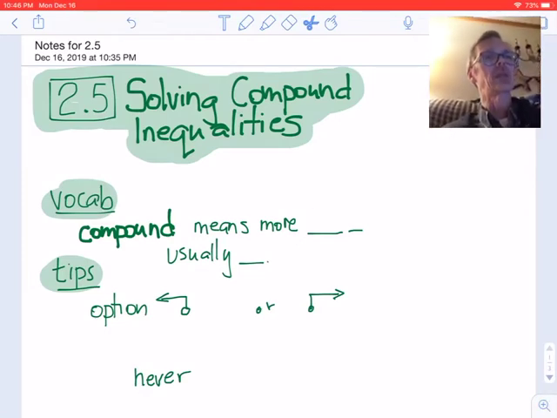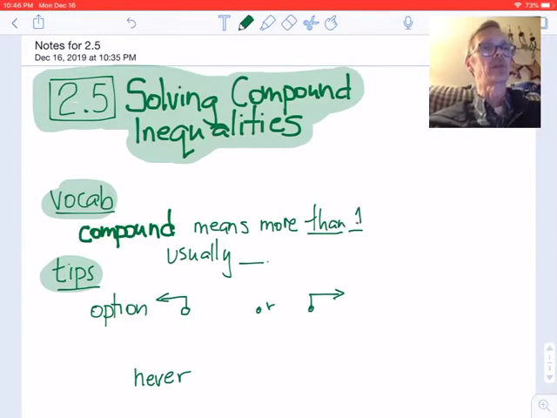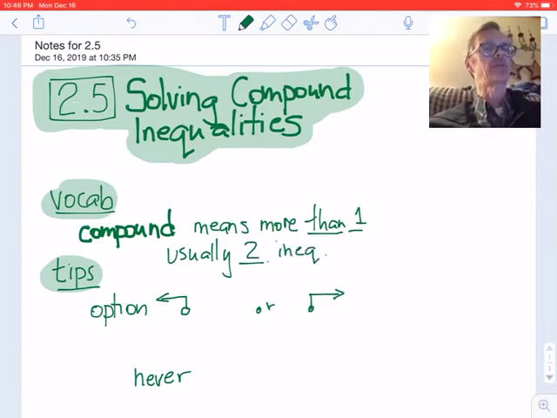Okay, today's lesson, 2.5, solving compound inequalities. The word compound means more than one. Usually, in fact almost all the time, it's going to be two inequalities.